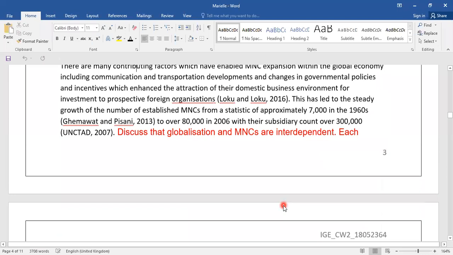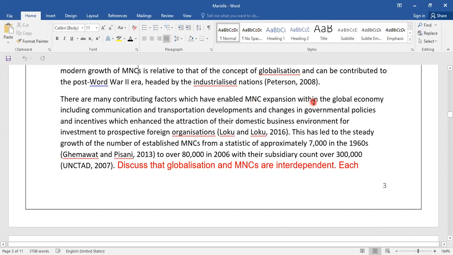There are many contributing factors which have enabled MNC establishment within the global economy, including communication and transportation developments, changes in political policies, and incentives which enhance the attraction of their domestic business environment for prospective investment organizations. This has led to a steady growth of the number of MNCs, from 7,000 in the 60s to over 80,000 by 2006, and subsidiary counts exceeding 300,000.